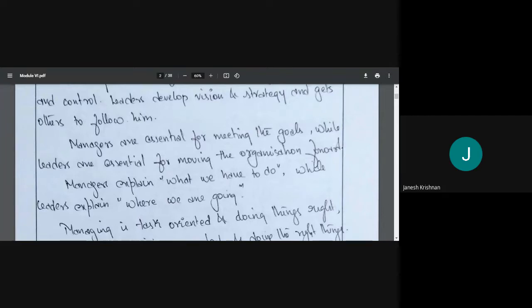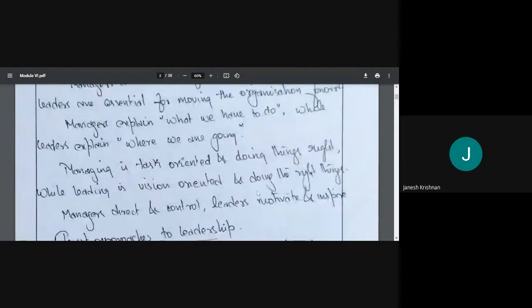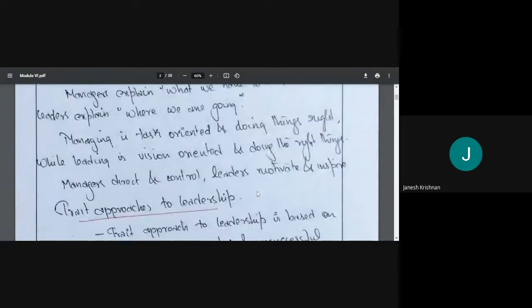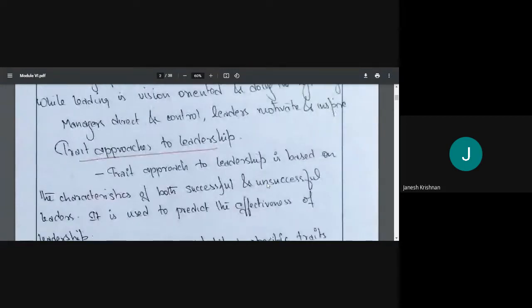So managers explain what we have to do, while the leaders explain where we are going. Right? So managing is task oriented, while leading is vision oriented. Sorry, managing is task oriented and doing the things right. Okay, everything should be done properly. And leading means it is vision oriented and you are doing the right things. Right. So basically, you can say managers direct and control, leaders motivate and inspire.